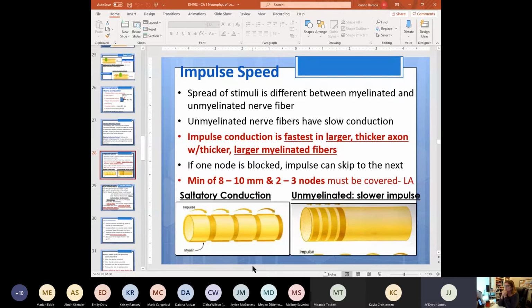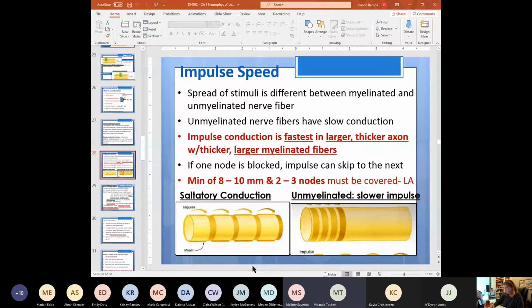Where, like in the body, would there be more myelinated nerve fibers and then more unmyelinated? If that makes any sense. Yeah, it does make sense. Interesting. Good question. I'll find out. I sort of remember that from anatomy, but I can't remember how that works.